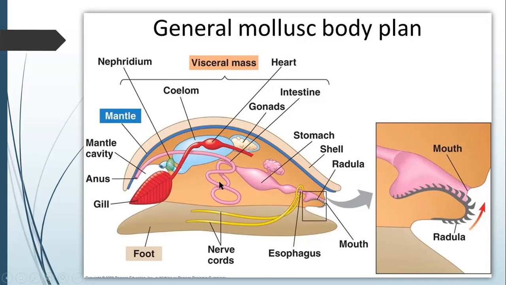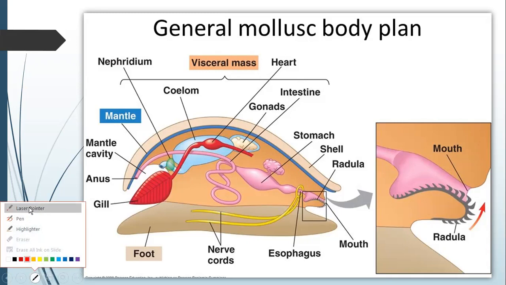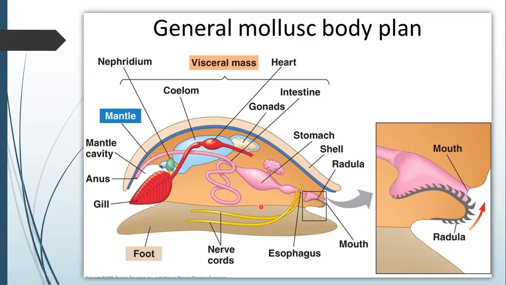All of these structures are basically called the visceral mass, the dorsal visceral region, and that dorsal visceral region contains all of the visceral mass. Let me take the pointer, by the way. Now this is the stomach. This whole thing is the digestive system.